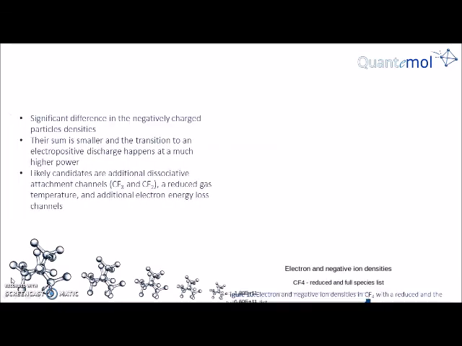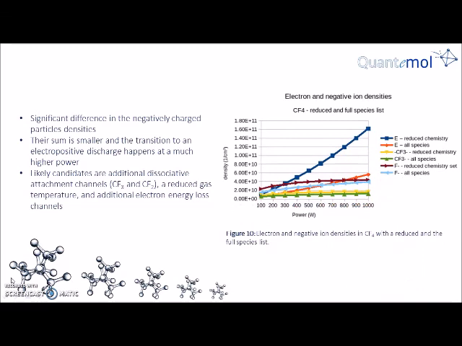As figure 10 shows, we see a significant difference in the negatively charged particle densities, despite the rather low degree of dissociation. Their sum is smaller and the transition to an electropositive discharge happens at a much higher power, 700 watts instead of 300 watts. A detailed explanation for this is beyond the scope of this tutorial. Likely candidates are additional dissociative attachment channels, CF3 and CF2, a reduced gas temperature, effectively increasing particle density and electronegativity, and additional electron energy loss channels by the newly introduced species.